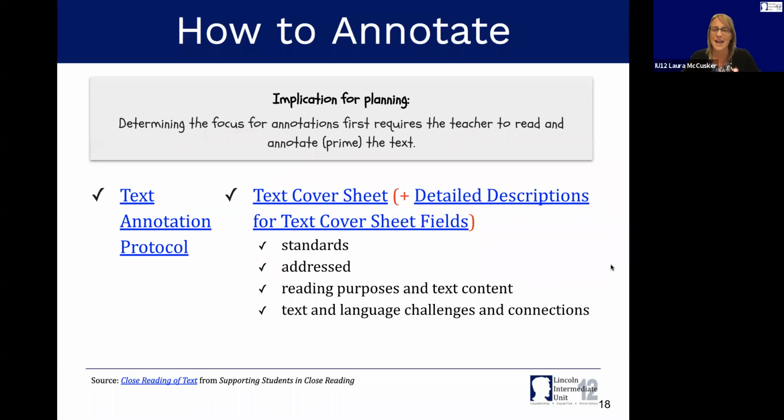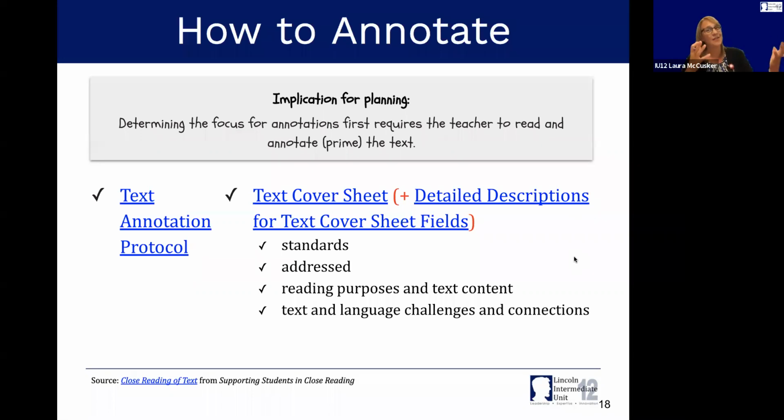One is the text annotation protocol, which will help you think through the different levels of meaning of a text as an educator before you work on it with students. And then the next is a text cover sheet. So this might be more how you're intending to use the text with standards that are addressed, the reading purposes, the text complexity, and the challenges that it's going to put together.